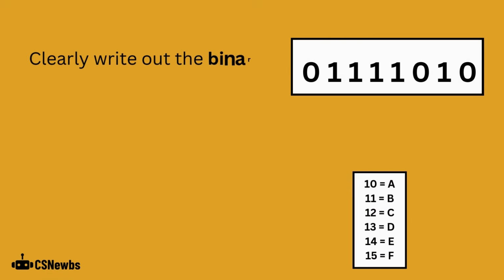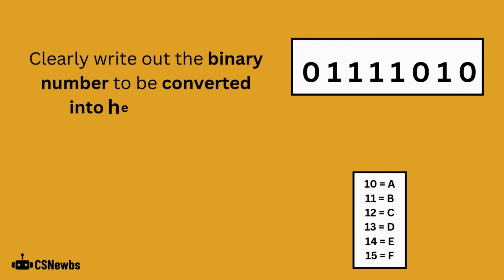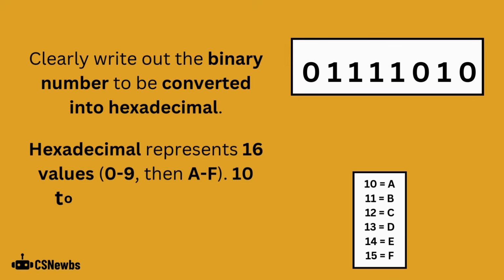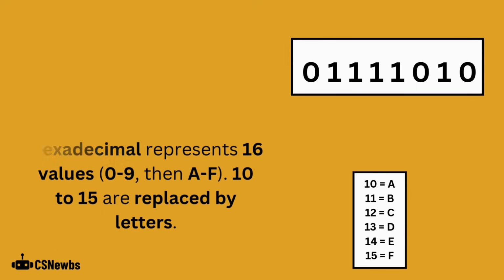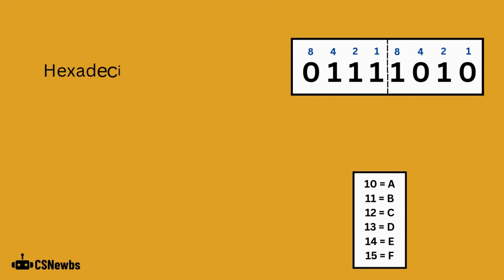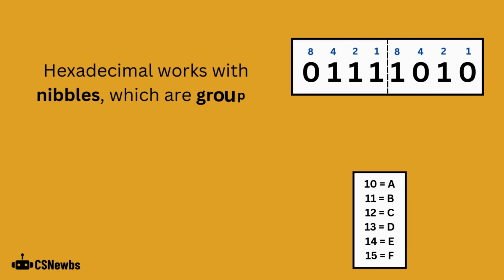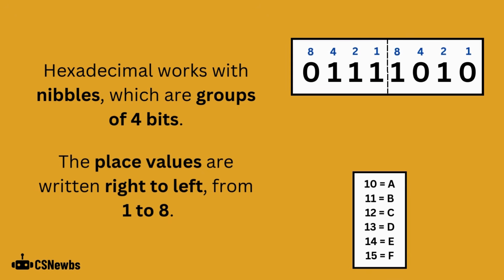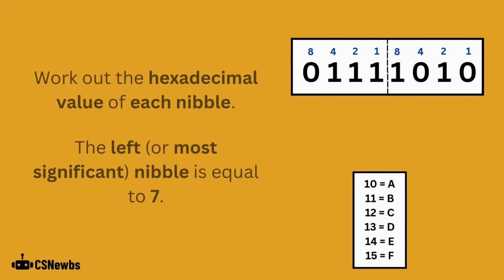Clearly write out the binary number to be converted into hexadecimal. Hexadecimal represents 16 values, 0 to 9, and then A to F. 10 to 15 are replaced by letters. Hexadecimal works with nibbles, which are groups of 4 bits. The place values are written from right to left, from 1 to 8. Now work out the hexadecimal value of each nibble by adding together the place values with a 1 beneath them.